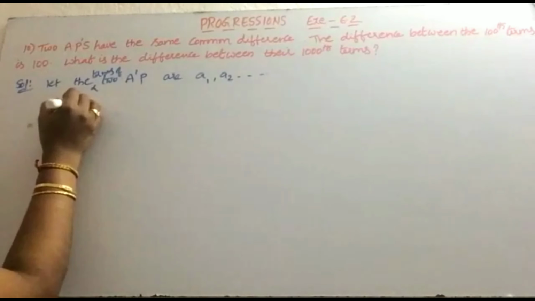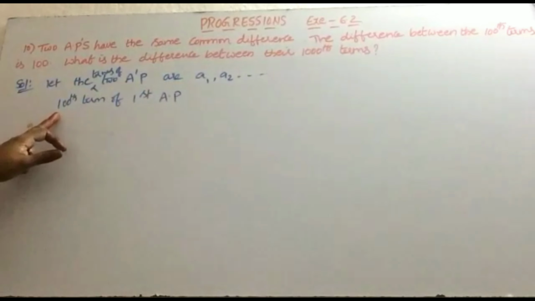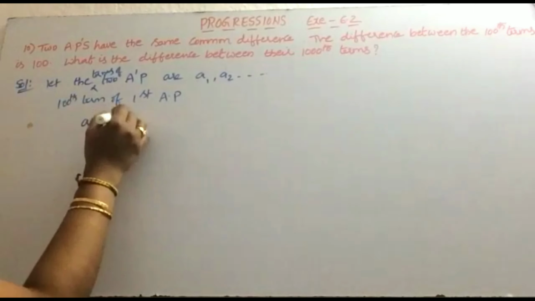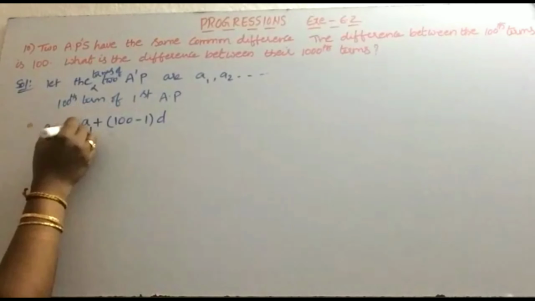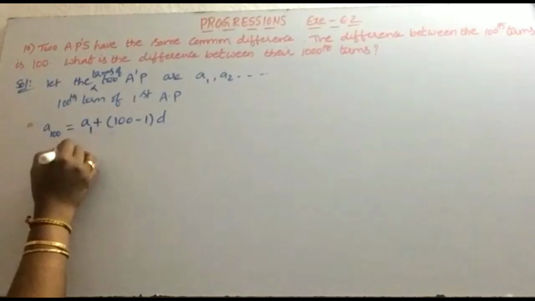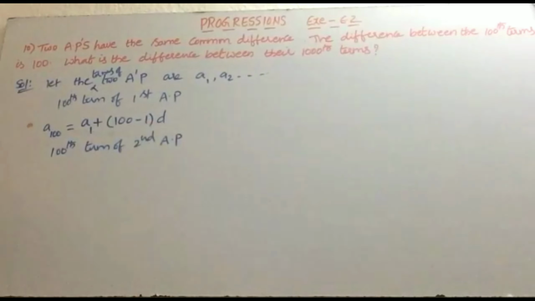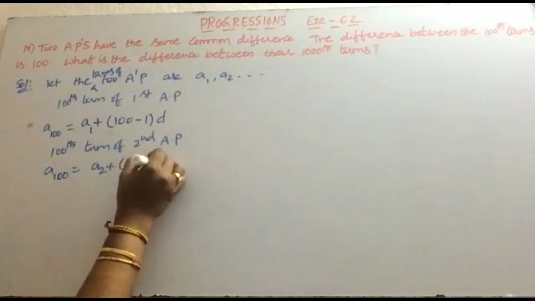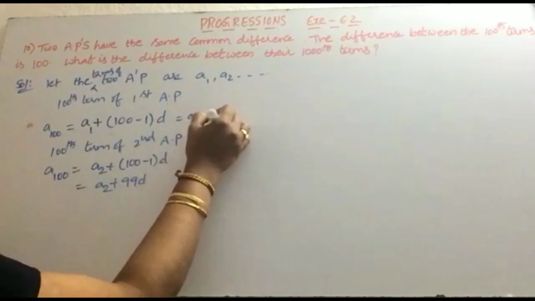The 100th term of the first AP is A1 plus 100 minus 1 into D, that is A1 plus 99D. The 100th term of the second AP is A2 plus 100 minus 1 into D, so that is A2 plus 99D.